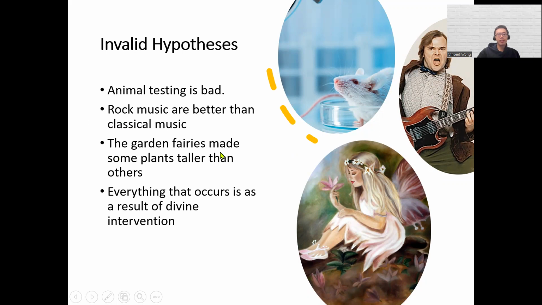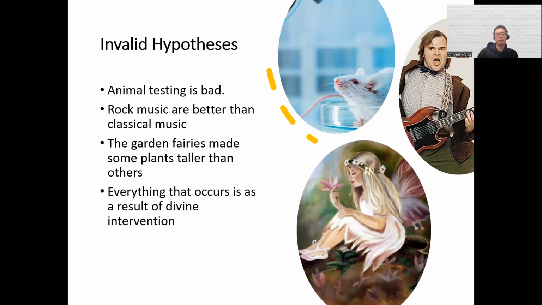Next one, the garden fairies made some plants taller than others. Right? So this is like supernatural stuff, superstitious stuff. So that also is not a hypothesis. Anything that's not grounded in reality, so to speak, is not going to be a valid hypothesis. And not only is this superstitious, let's just put aside the superstitious aspect of it, it is also not falsifiable. How do you prove that the garden fairy doesn't exist?